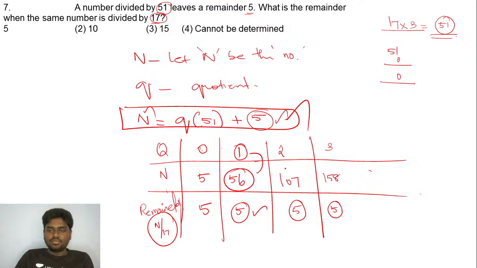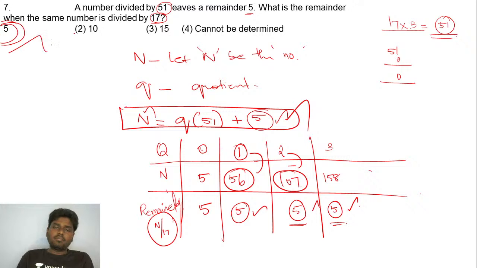And if you do 51 into 2, that will give you 102. 102 plus 5, you'll be getting 107. From 107, if you try to subtract 2, you'll be getting 105. The remainder is again 5. So it is undoubtedly the remainder, what you're getting in all the ways possible, is exactly 5. So the answer is going to be 5.